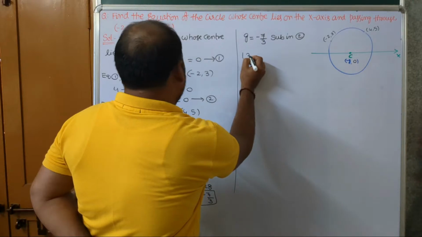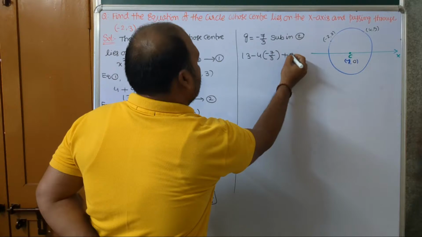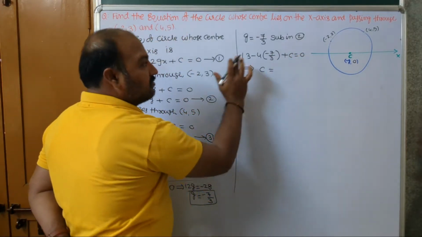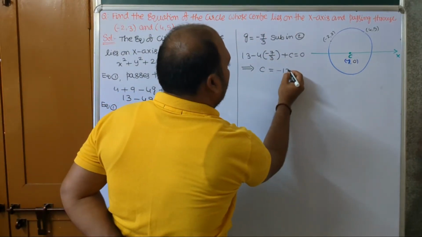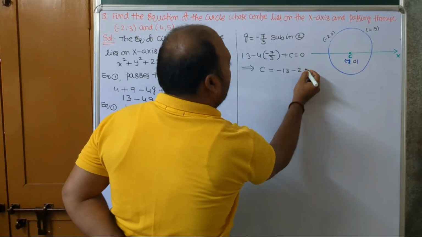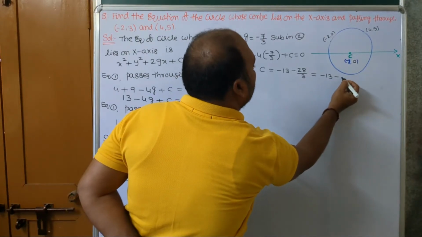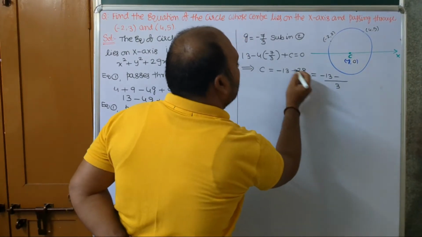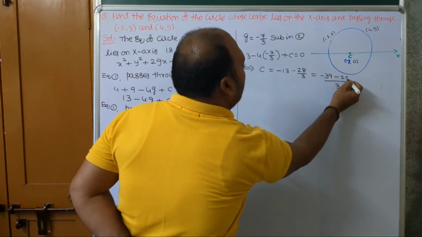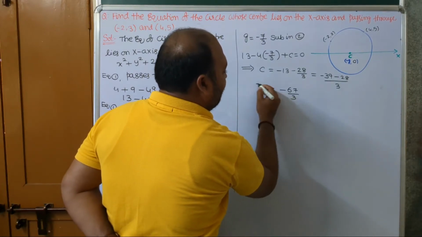So 13 minus 4 into minus 7 by 3 plus c equal to 0. That implies c equal to minus 13, and plus 28 also bring that side, minus 28 by 3. So minus 13, total LCM is 3 into 13, 39, minus 28. So c equal to minus 67 by 3.